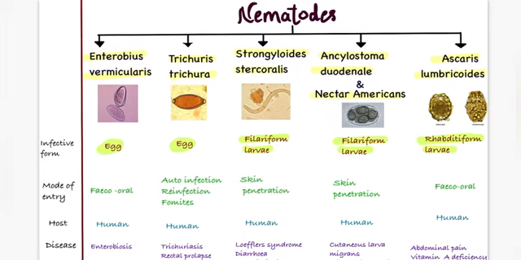The mode of entry of Enterobius, Trichuris trichiura, and Ascaris is by feco-oral route, but of Strongyloides and Ancylostoma is by skin penetration. Now, there are two specific features found in Enterobius: one is auto-infection and reinfection, and the other is infection by fomites. The host in all these cases are humans.